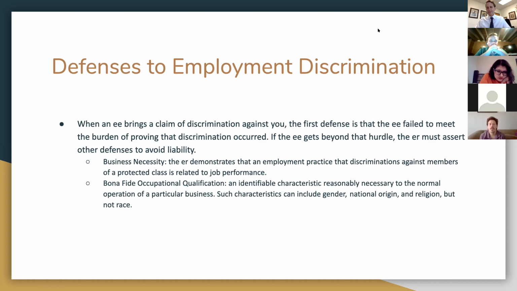So to answer your question, if you lose the ability to do the fundamental job requirements, and there's no way to remedy that, there's no amount of accommodation that's going to get you to those minimum requirements on the job, then you can be let go. And these are the defenses that employers use: the business necessity and the bona fide occupational qualification.